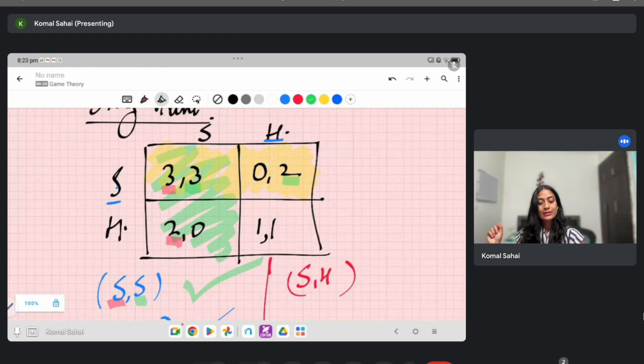ठीक है? So इस case में player 2 has gone with H. So this is what we will be looking at, right? Now from player 1's perspective, if she sticks to the action specified by the action profile, she gets 0, whereas if she switches to H, she gets 1, right?